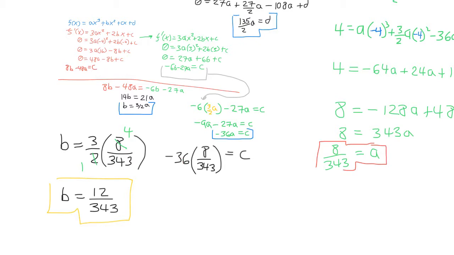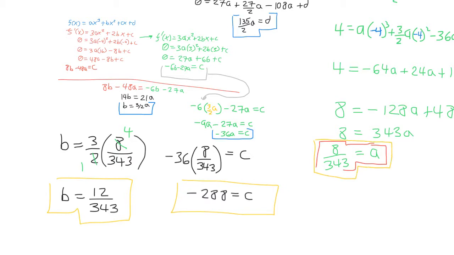What is negative 36 times 8, though? That's the question. That is negative 288. Negative 288. And that equals C. Yellow box for that one. Okay. And we'll do a little yellow box around that.